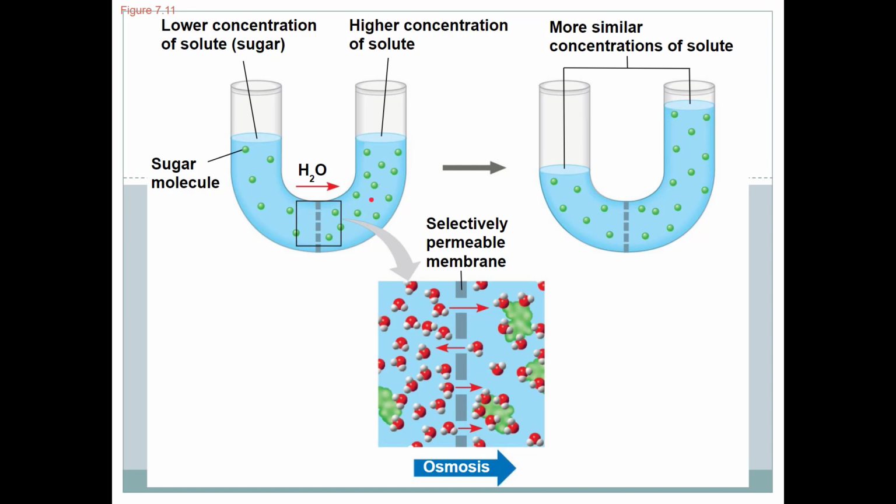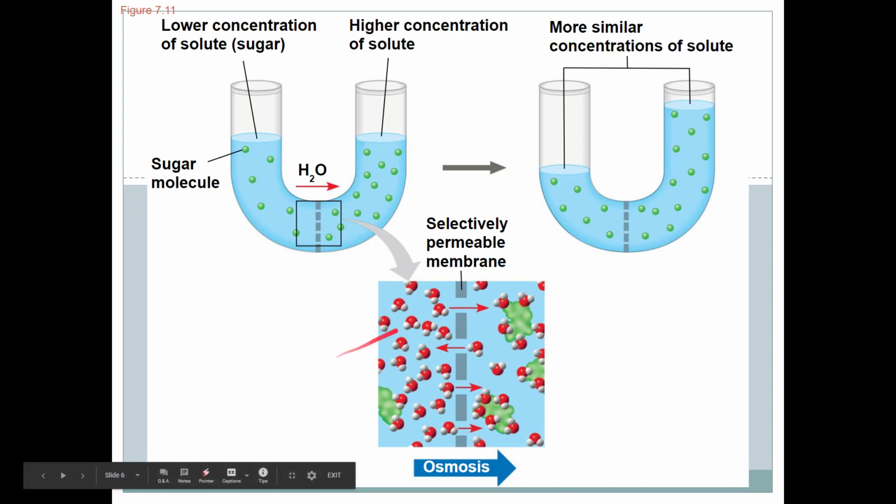Now what happens is, if you set this up, you'll get this result where the volume of water changes, and this side increases in volume, this side decreases in volume. But what you end up getting is similar concentrations of water to sugar on each side of the membrane. So sugar to water ratios are about the same in this example here. So how could that happen?